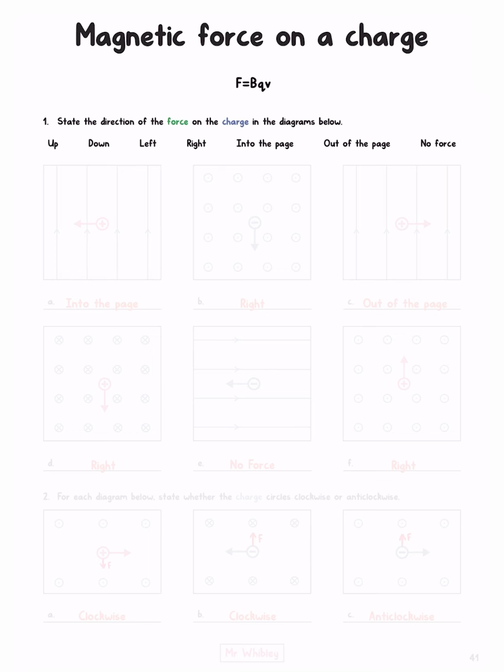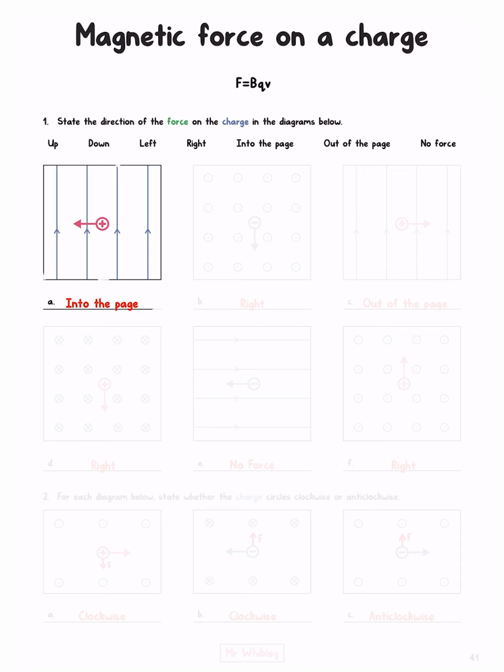In our first example, we have a positive charge traveling towards the left, and a magnetic field which is pointing up the page. To find the direction of our force, we just use our right hand rule, pointing our thumb towards the left, because that's the direction of our positive charge, and pointing our fingers upwards. We find that our palm, which is the direction of our force, is facing into the page.